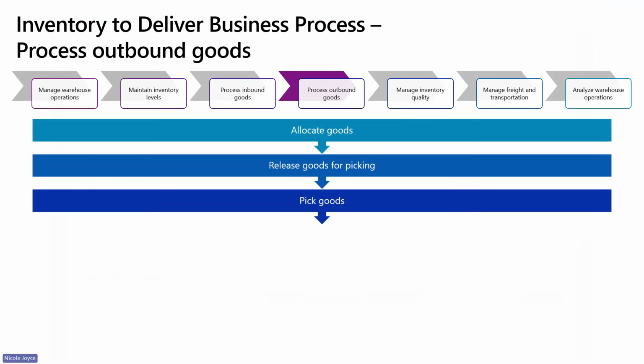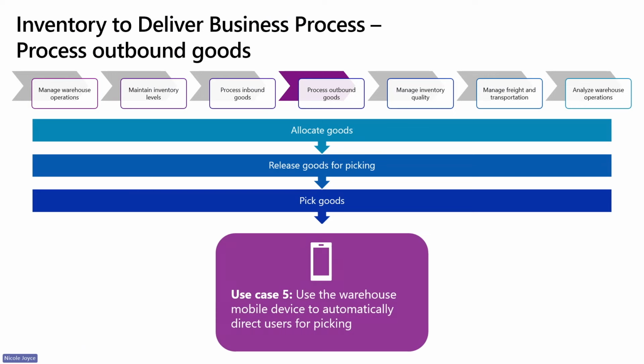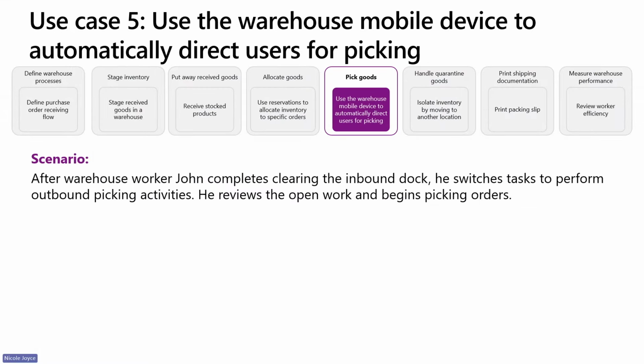We are actually going to stay within this process outbound goods business process area for one more use case so that we can kind of complete our end-to-end story here. So we're now going to focus on the pick goods business process. And our use case number 5 is going to be use the warehouse mobile device to automatically direct users for picking. So this is just one scenario of the pick goods business process. So let's look at our scenario.